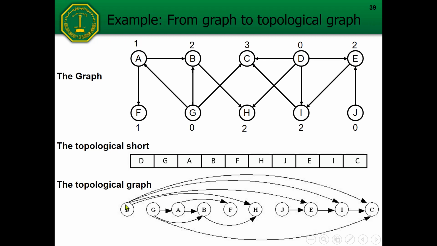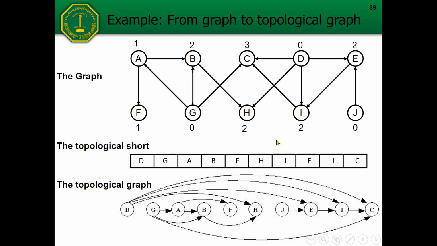Then after that, you need to reconnect the edges by using the information as in the input graph. So basically, this input graph and the corresponding topological graph must be the same graph. Only the order of the vertices must follow the result of the topological sort algorithm. That's it. Now we will try to find this answer by applying the topological sort algorithm.